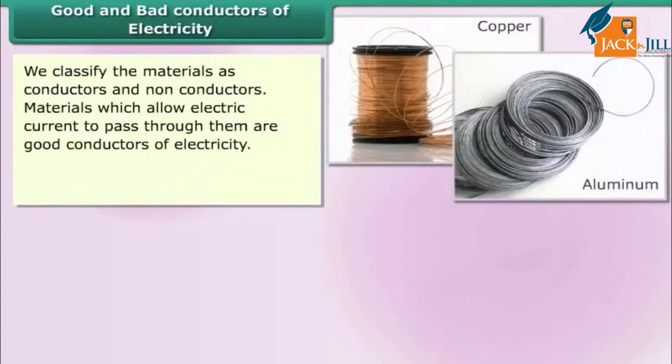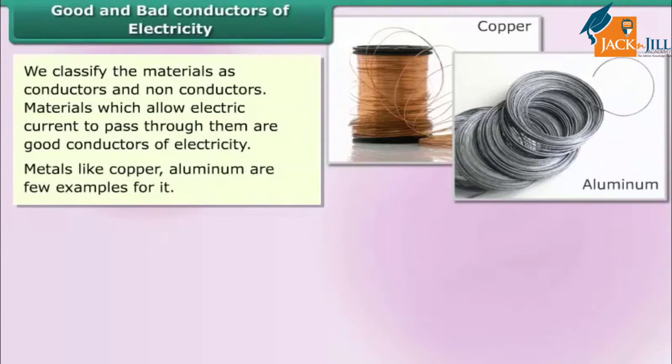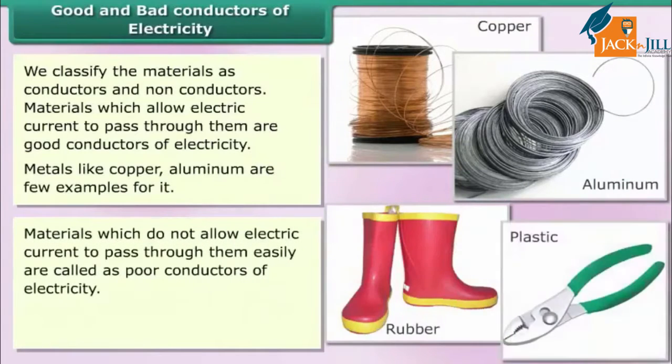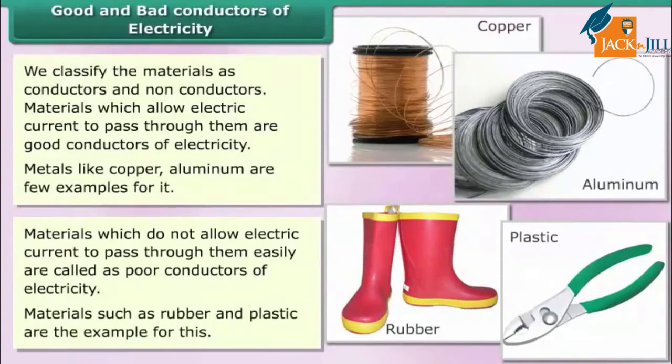We classify the materials as conductors and non-conductors. Materials which allow electric current to pass through them are good conductors of electricity. Metals like copper and aluminium are a few examples of it. Materials which do not allow electric current to pass through them easily are called poor conductors of electricity. Materials such as rubber and plastic are examples of this.